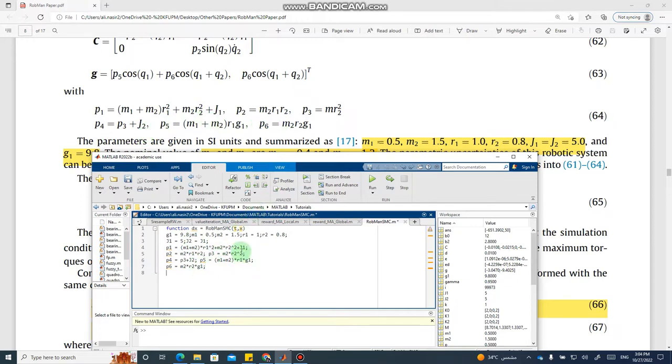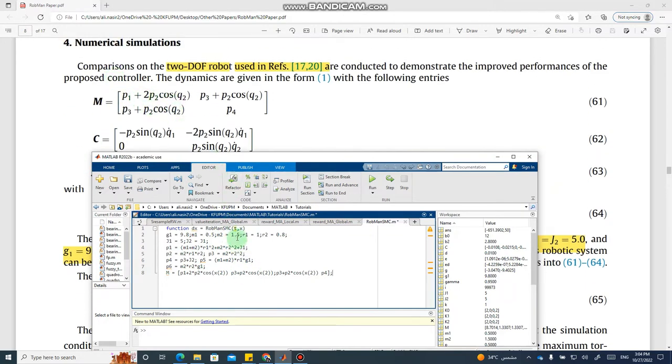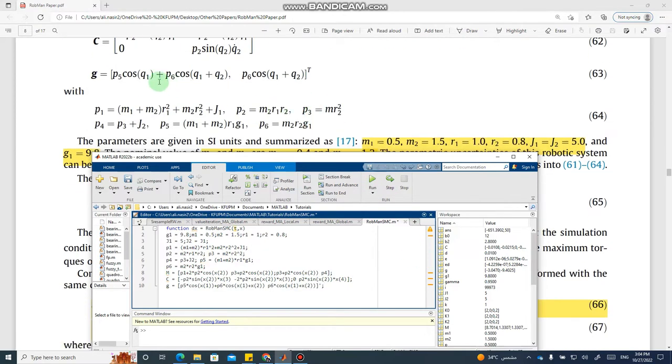Then p6 is this equation that we write here in the code, and then we write the m matrix, which is this one, and then we write the c matrix, which is this one here. Instead of q1 q2 we have x1 x2, and instead of q1 dot we have x3. This is q1 dot and this is q2 dot, and x1 will be q1 and x2 will be q2. Having said that, we keep moving and we define g, which is given right here.